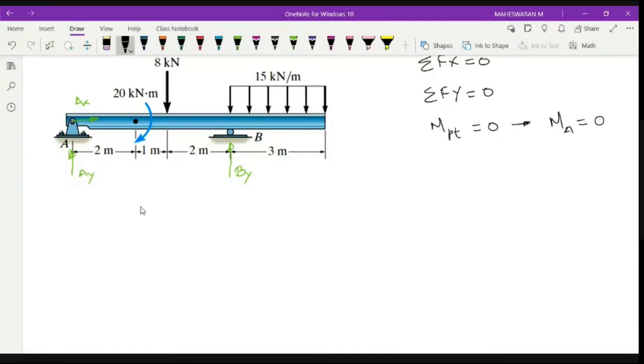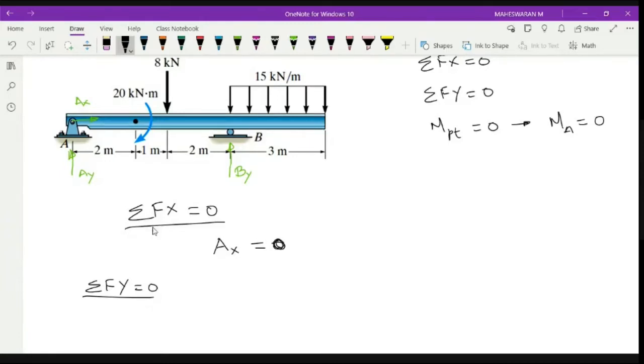Let me say that sigma Fx is equal to 0. Do you have a horizontal force? Yes, only one force, Ax. So I can say that Ax is equal to 0. There is no other force, which means there is no reaction. So this is my first part, and that is over. Okay. Next, let me equate sigma Fy is equal to 0.